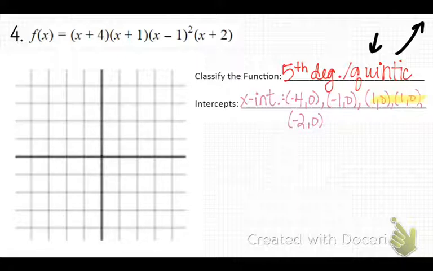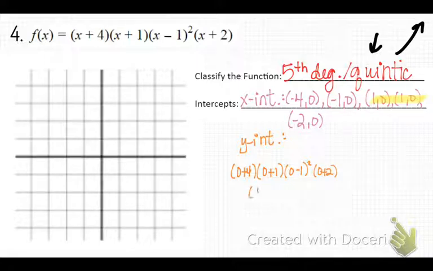And then finally, I have my y-intercept. So how do I find my y-intercept? Plug in 0 for all my x's. So I have 0 plus 4 times 0 plus 1 times 0 minus 1 quantity squared times 0 plus 2. So I have 4 times 1 times -1 squared times 2. So 4, oh my gosh, my stylus. 4 times 1 times 1 times 2 is 8.